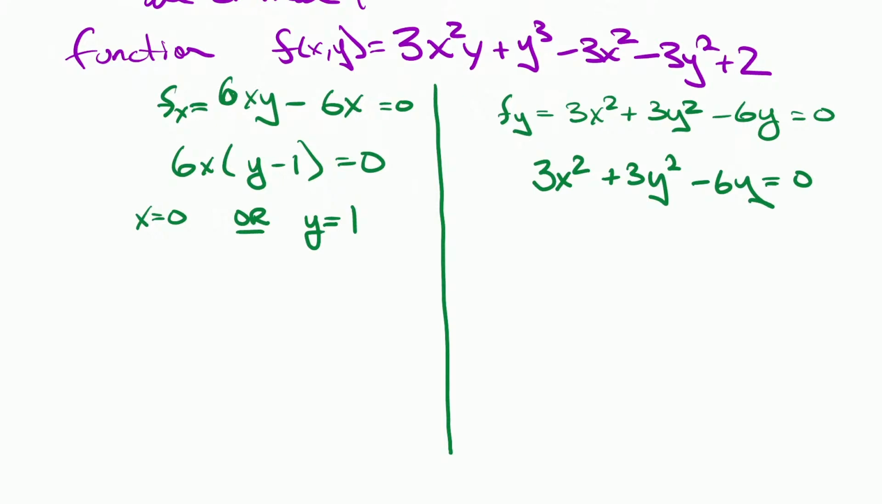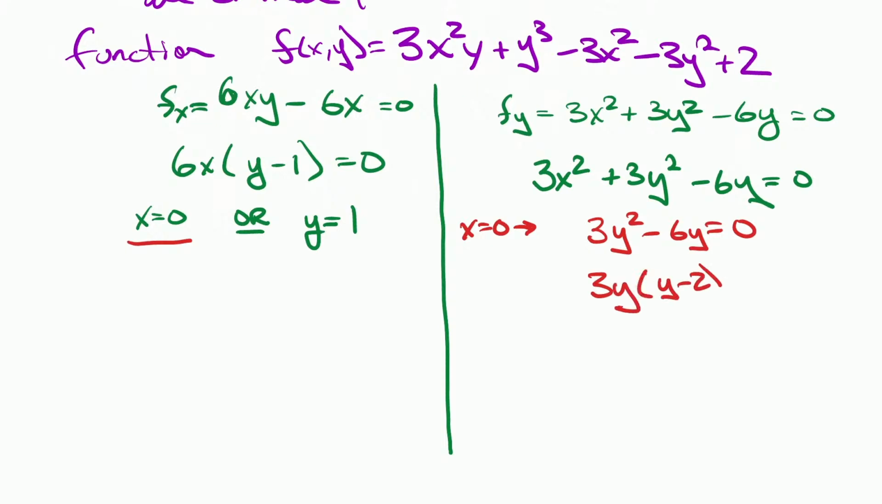So what I'm going to do is take these and plug them in over here and see what happens. When x equals 0, I end up with this equation. I can factor that. That's easy enough. And that gives me y equals 0 or y equals 2. I'm going to draw a little wavy line because we're going to switch gears. Okay, I'll put it all together in just a minute.